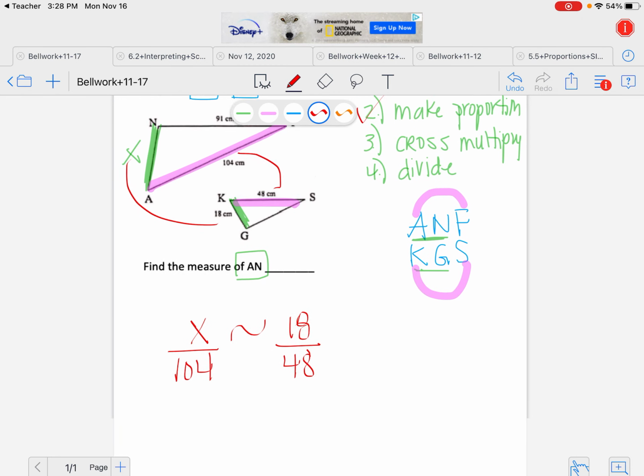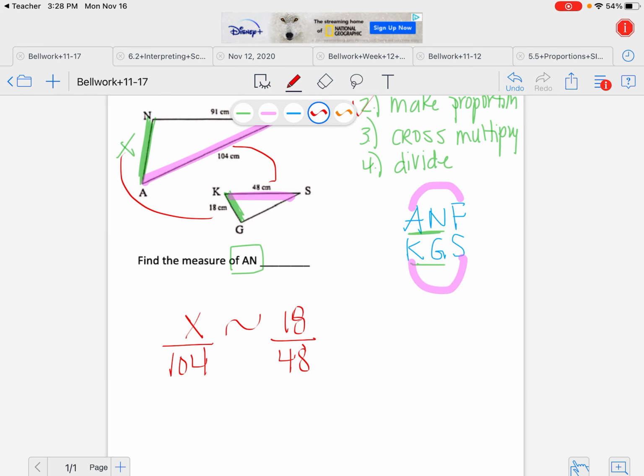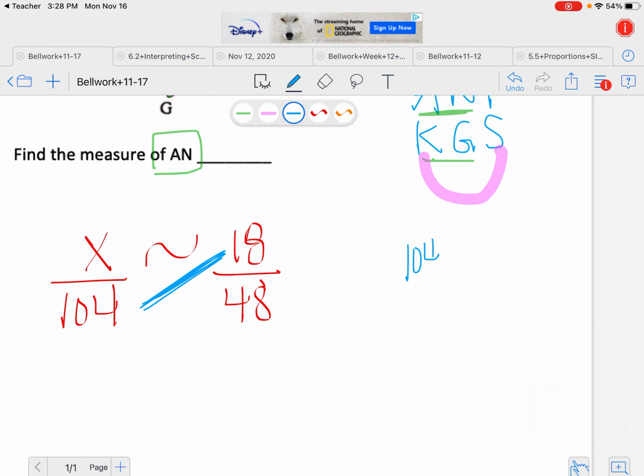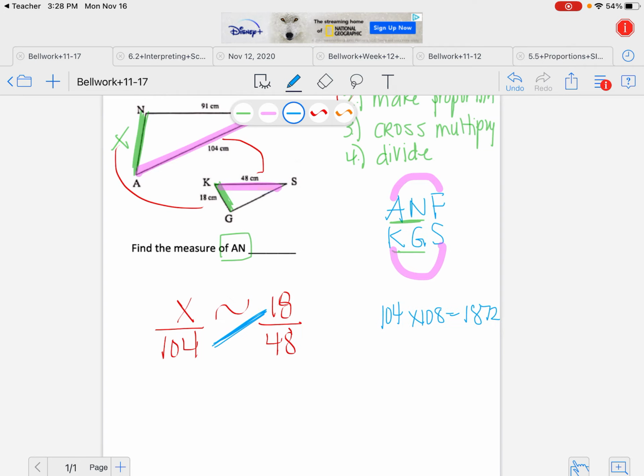I made my proportion. Step 3 says cross multiply. I'm going to multiply 104 times 18. Just so this video is not super long, I'm going to multiply 104 times 18 on my calculator. That is 1,872. So now I can check off step 3.